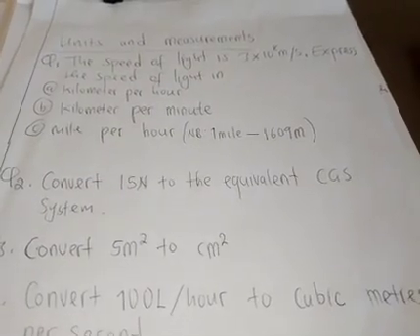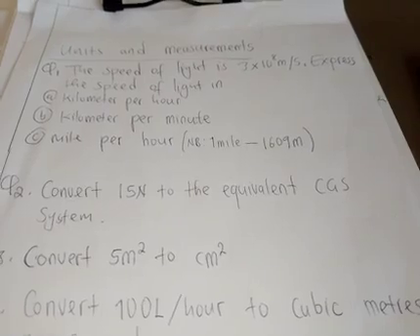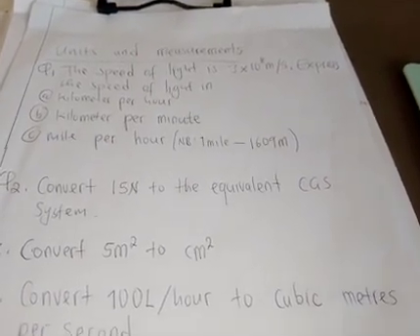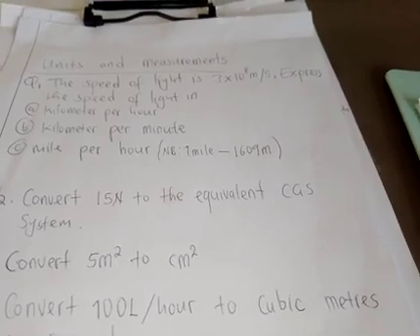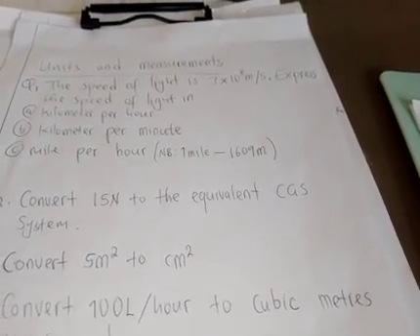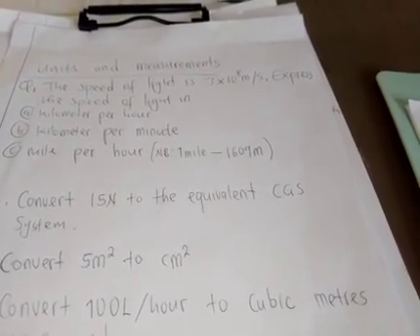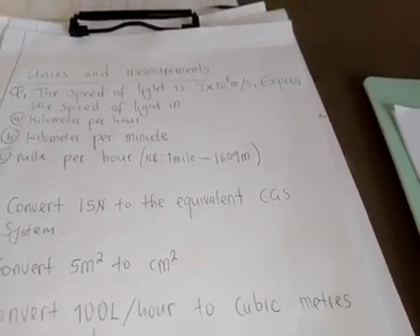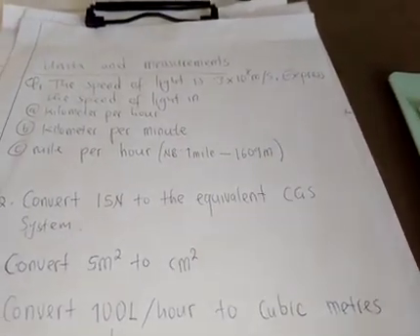For question 2, we have to convert 15 newtons to the equivalent CGS system. Remember, in the introductory video, we talked about systems of units: the CGS system, the MKS and the FPS system, and even the international system of units, or simply SI units. So we are converting 15 newtons to CGS.